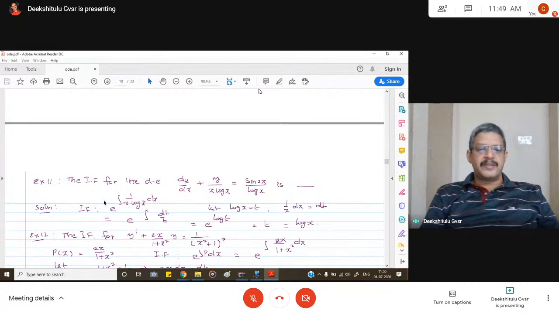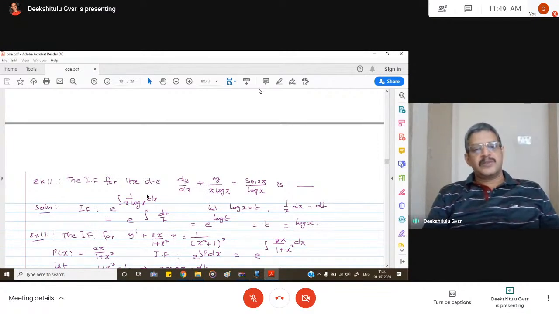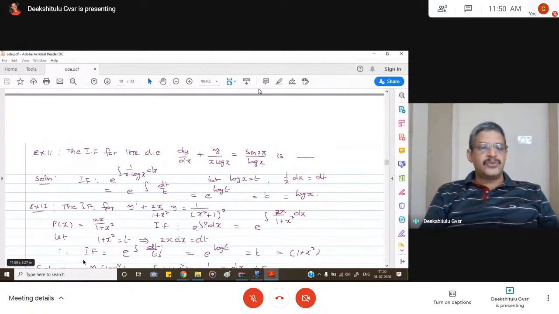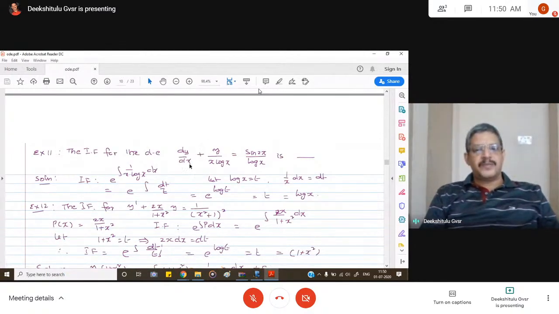So integrating factor is e power integral 1 by (x log x) dx. If you put log x is equal to t, 1 by x dx becomes dt. So this becomes dt by t. So e power log t, or t, is equal to t. But t is log x. So integrating factor is log x. So the solution now, you can find, multiply this with y into log x is equal to so on and so forth. That's what we get the solution from.